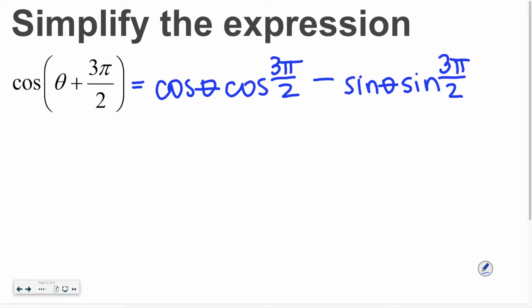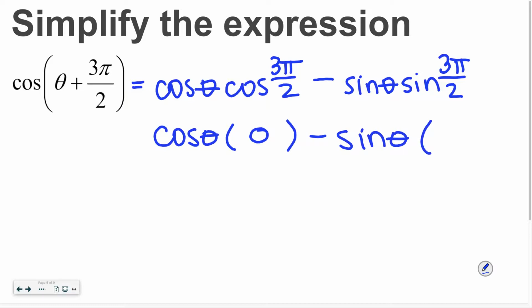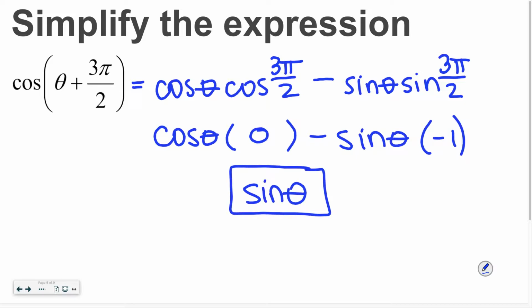But do we know what the cosine of 3 pi over 2 is? Is it 0? Okay, and do we know what the sine of 3 pi over 2 is? -1? So we have positive sine of theta? Yes.